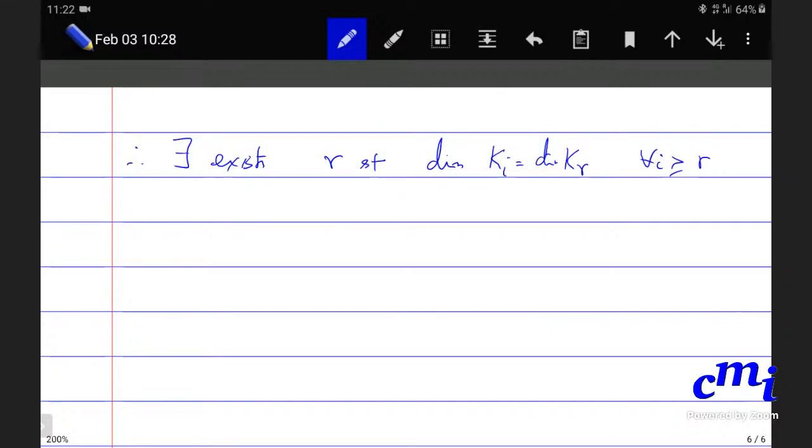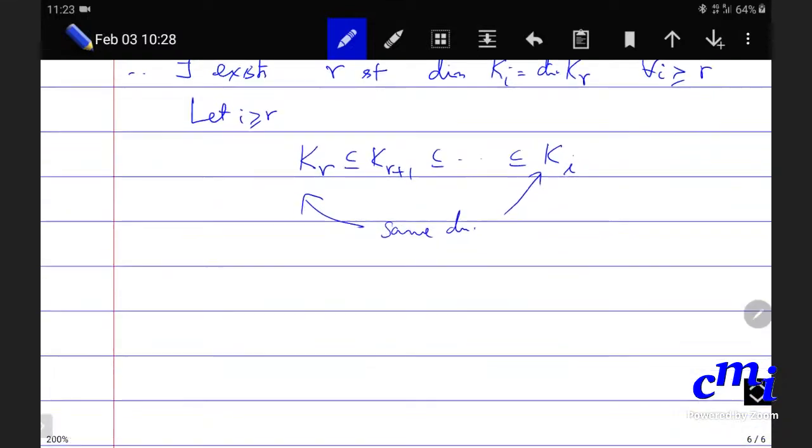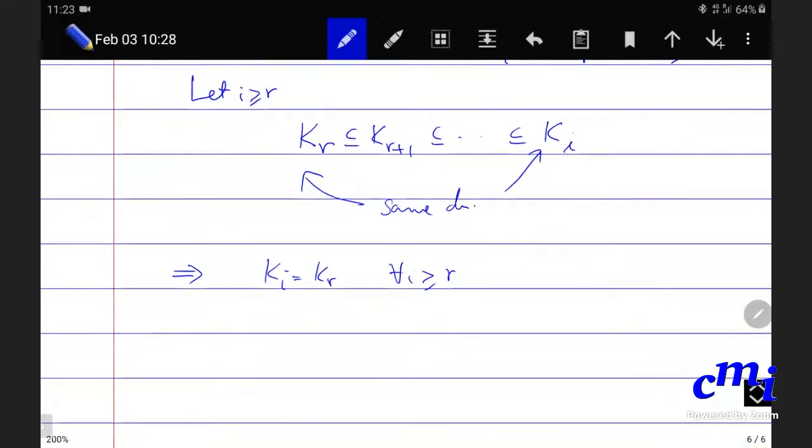So there's this one. But what does this say? Kr is inside K(r+1). This is Ki. So let i be bigger than or equal to R. So we have this containment, but they have the same dimension. So this implies now that Ki is equal to Kr for all i greater than or equal to R.